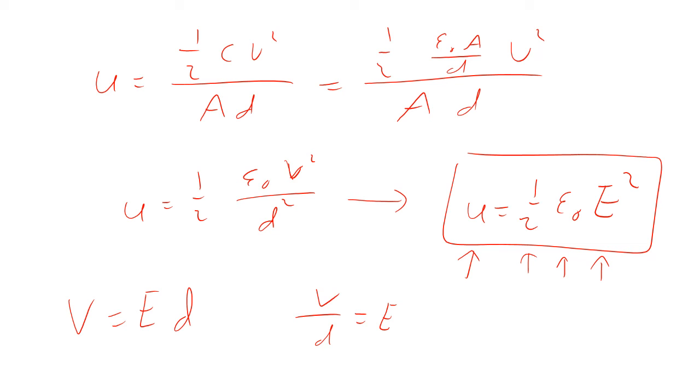So 1/2 is a constant, epsilon naught is the permittivity constant, and E is the strength of the electric field. If you have an electric field somewhere and you can measure the strength of the field, this equation is going to give you the density of energy in that region of space. So space itself would be holding energy.